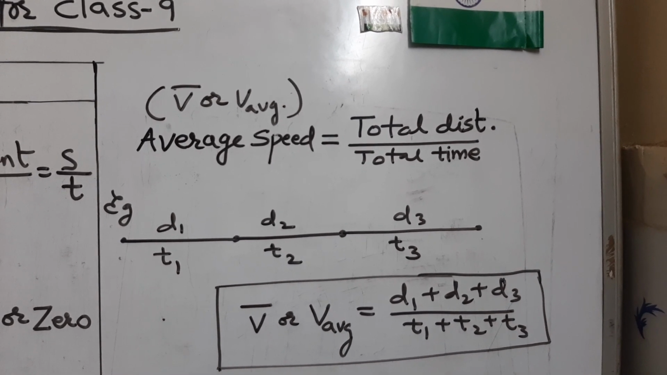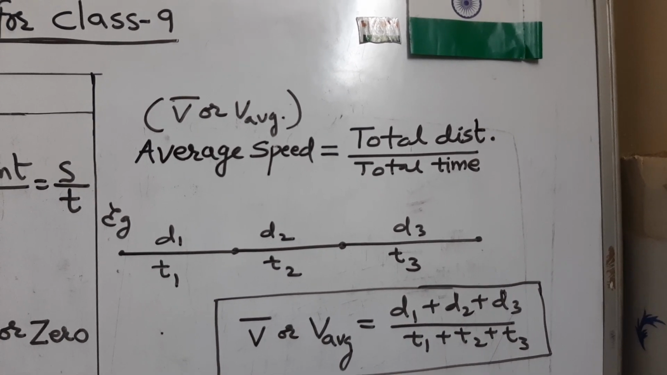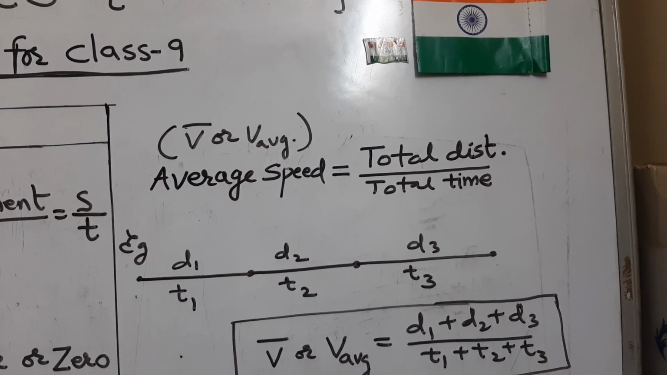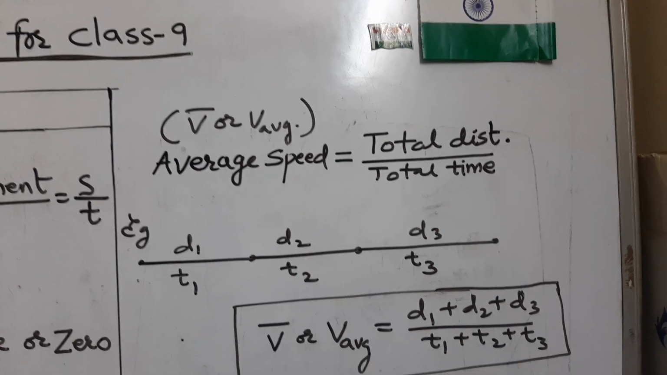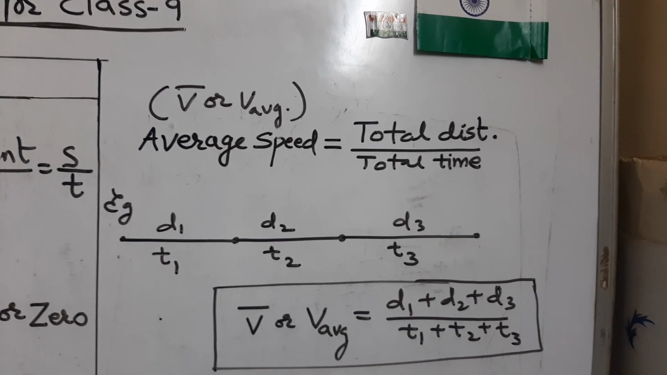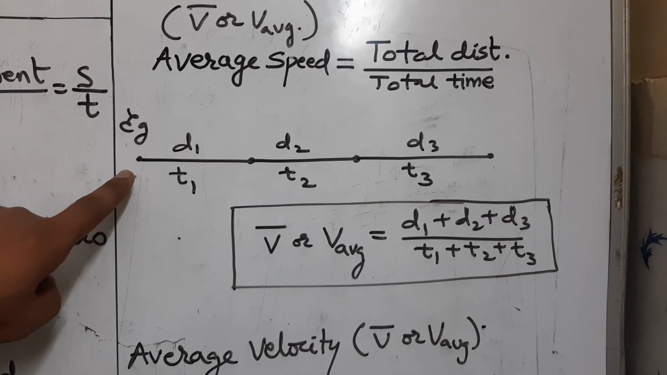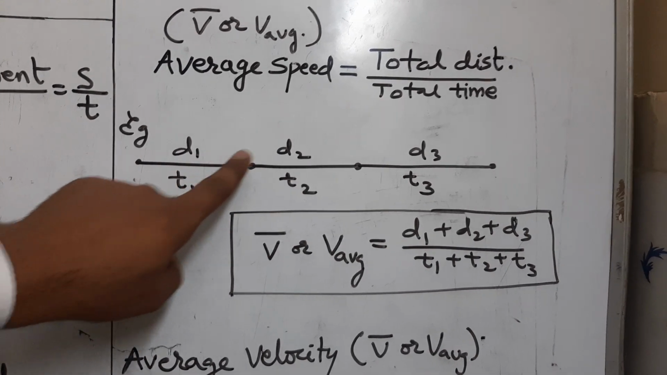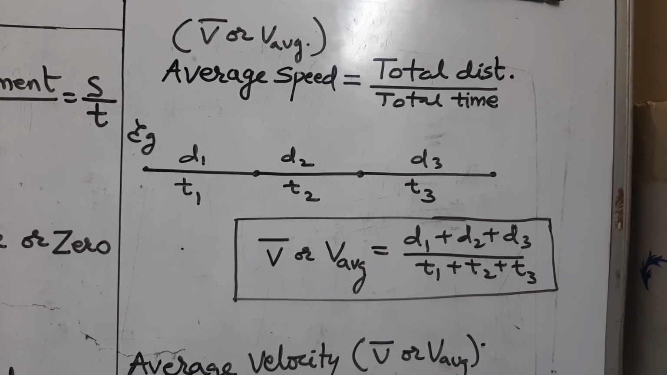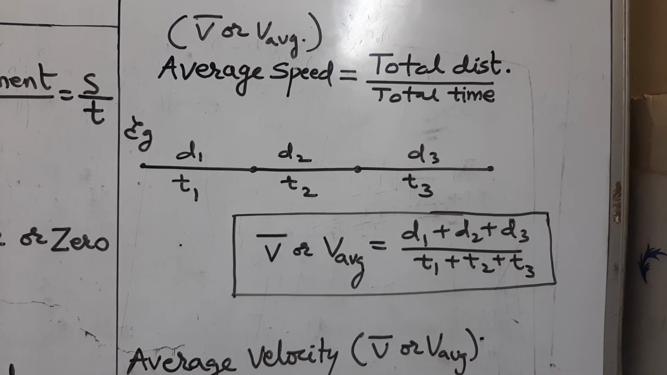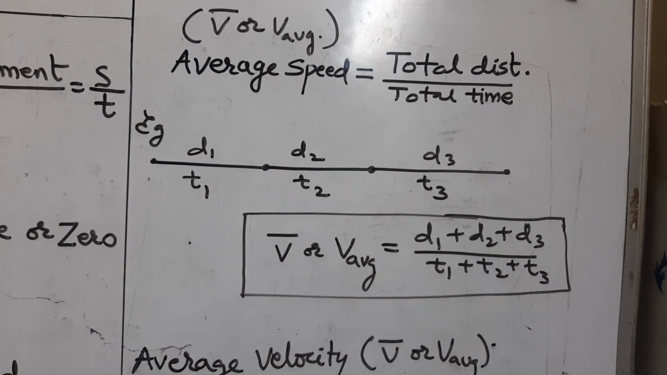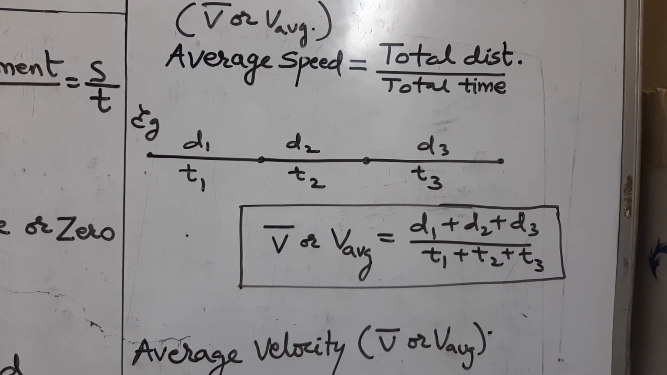Next topic is average speed and average velocity. The symbol of average speed is V bar or V avg. The ratio of total distance to the total time is called average speed. We have an example: distances d1, d2, d3 are given in the question, and for the time intervals t1, t2, t3. So the formula for the average speed, V bar or V avg, is the sum of all the distances divided by the time, that is d1 plus d2 plus d3.